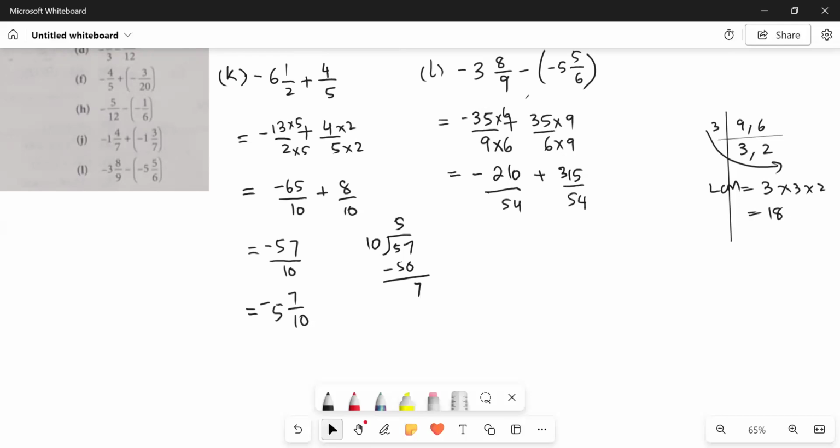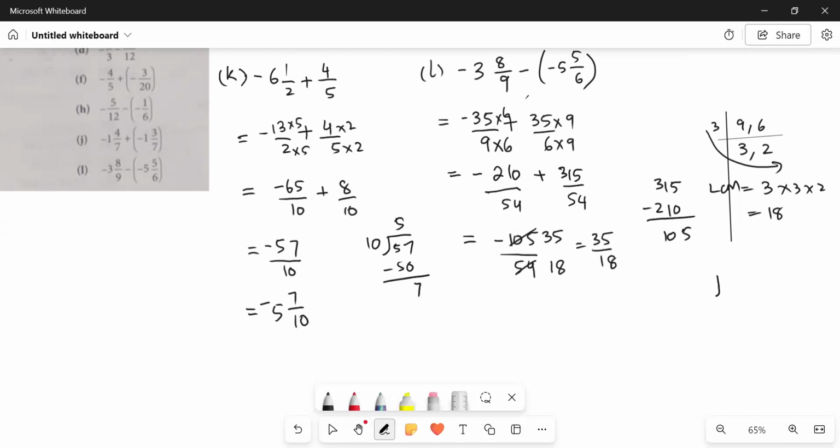What's next? We'll subtract 210 from 315, minus plus minus. So it would be 105. Right? And 210 is negative, that is greater, so it would be negative. And then we have 54. Now we can see both the numbers could be simplified by 3. So we'll simplify them by 3. How? 3 ones are 3, 3 eights are 24, 3 threes are 9, 3 fives are 15. So it is 35 over 18.